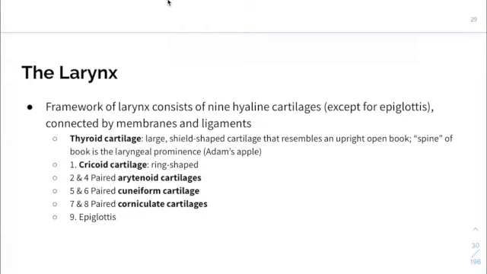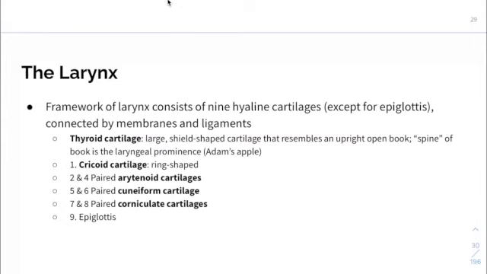Your larynx has hyaline cartilage, and that hyaline cartilage helps to protect the area. We also have that thyroid cartilage. In men, you can see really well that Adam's apple in their neck, that is their thyroid cartilage. Theirs is usually more prominent than in females.